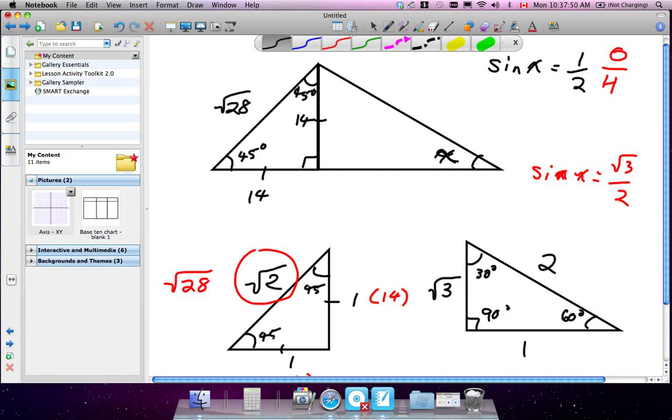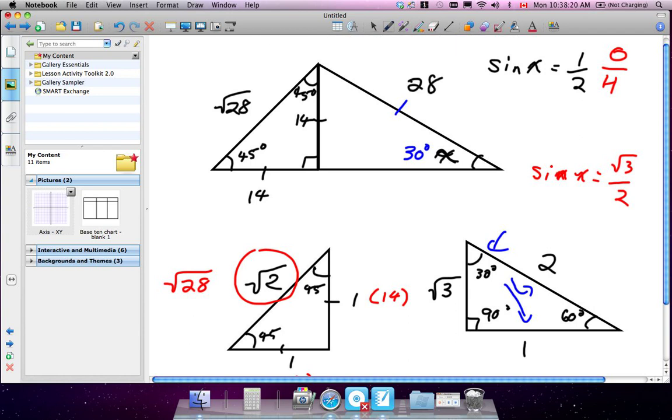But if we were to do the other angle, so if we were to be here at 30, well, opposite is 1, hypotenuse is 2. Okay. So I know that this angle x is going to be 30 degrees. And I know that the ratio of this triangle is the opposite side, whatever the opposite side is, the hypotenuse is twice as long. So because the opposite side they told us is 14, we know the hypotenuse has to be 28.